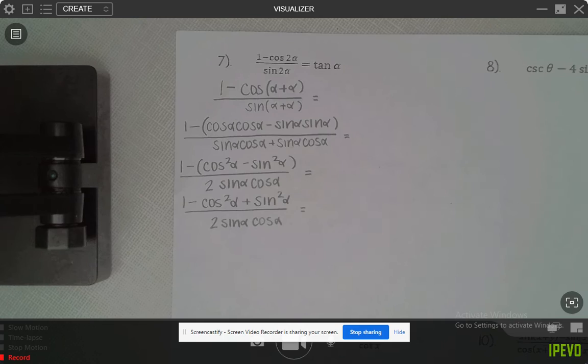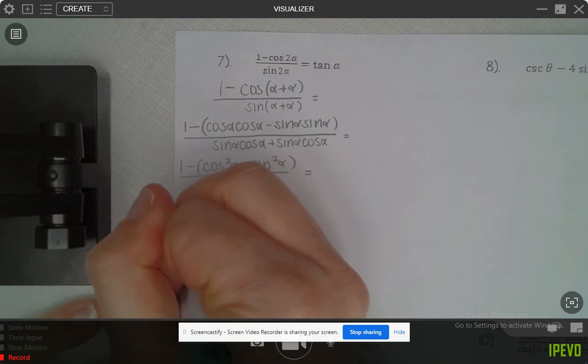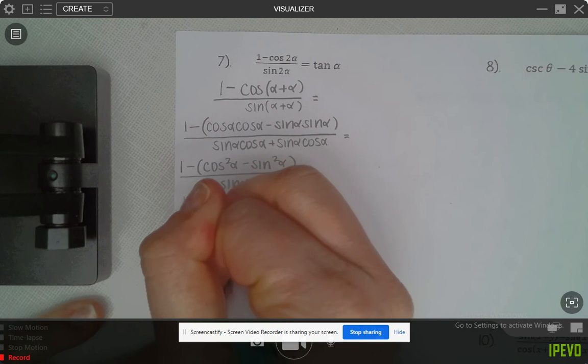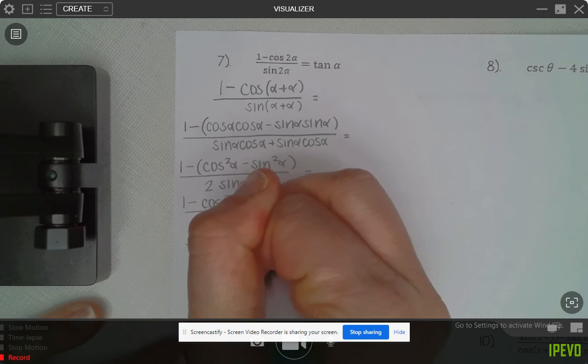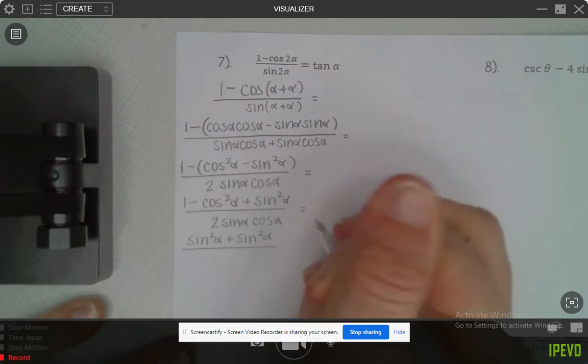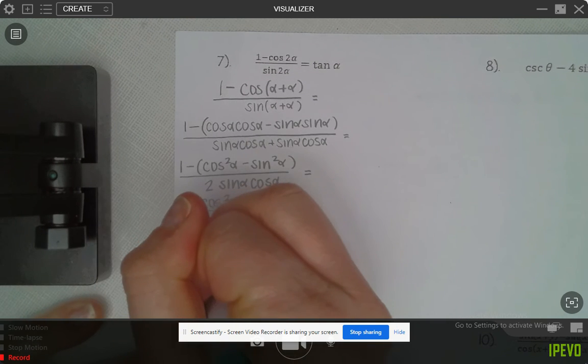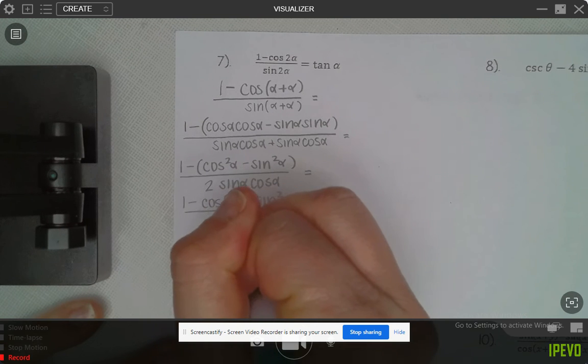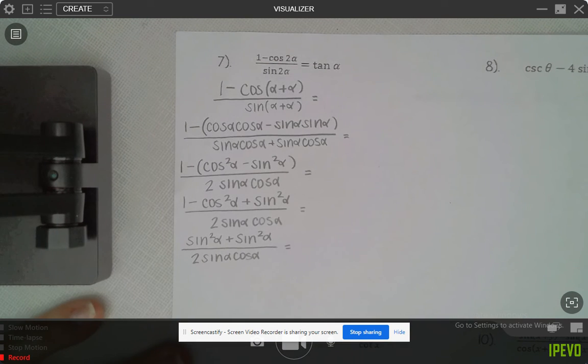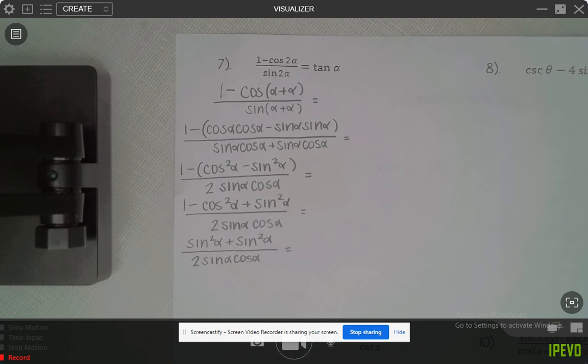Can I change 1 minus cosine squared into something? Why can I change it to sine squared? It's my Pythagorean identity, right? It says sine squared plus cosine squared equals 1. I can just maneuver. So this is now sine squared of alpha plus sine squared of alpha over 2 sine of alpha cosine of alpha. That is the last piece of trig you will do on this problem.